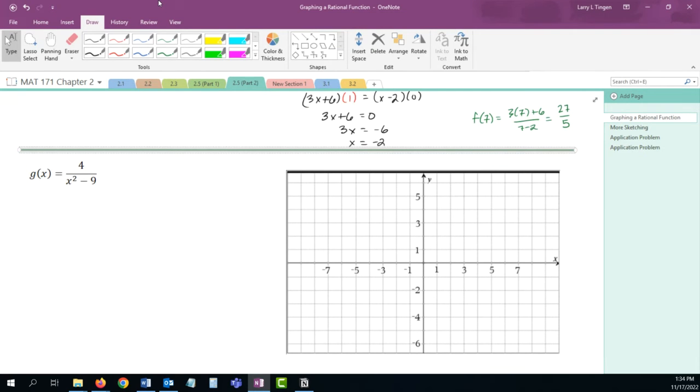So next one, steps: holes and asymptotes first. This is a difference of perfect squares in the denominator. So yes, that factors into x plus 3 times x minus 3.